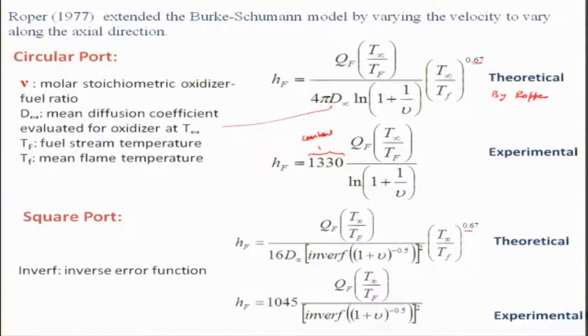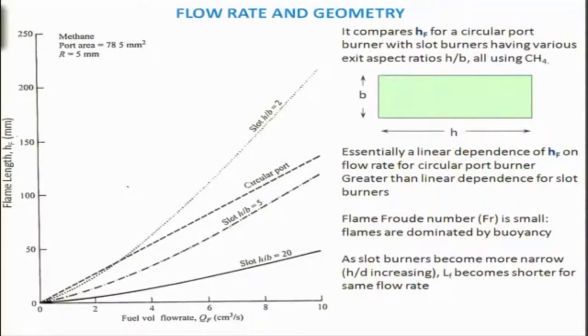And they have also extended this for various fuels, and plotted the flame height versus the volumetric flow rate in centimeter cube. You can see a very interesting thing. This is the circular port. And when you talk about this slot kind of burner, this is B by H, it can be 2, it can be 5, it can be 20, it can be 1, and if it is 1, it is a square. And you can see that as this aspect ratio of the slot increases, the flame length becomes very, very small as compared to the circular port, and when H is twice B, particularly at the higher flow rate, the flame height increases.